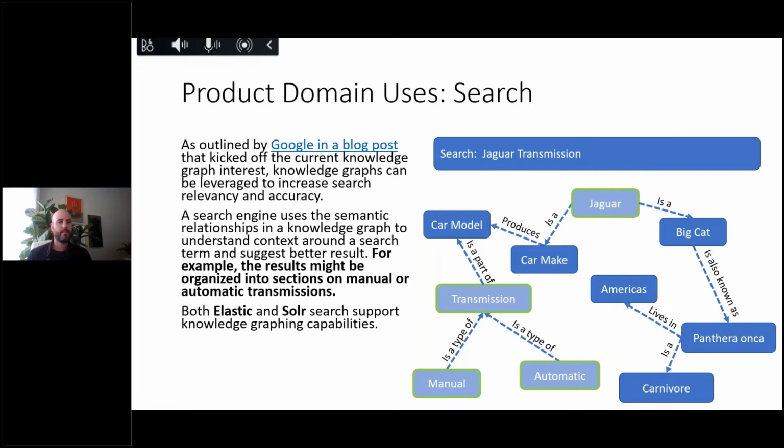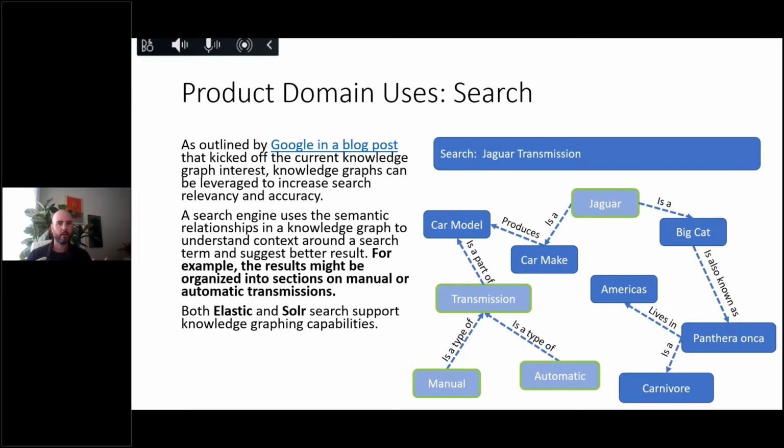So in this example, which I've illustrated, we are searching for a Jaguar transmission. Now, based on the string, it can kind of understand the context of where it wants to get results from. It's not looking for big cats. It's not looking for football teams. It's looking for a car transmission. A Jaguar is the make.